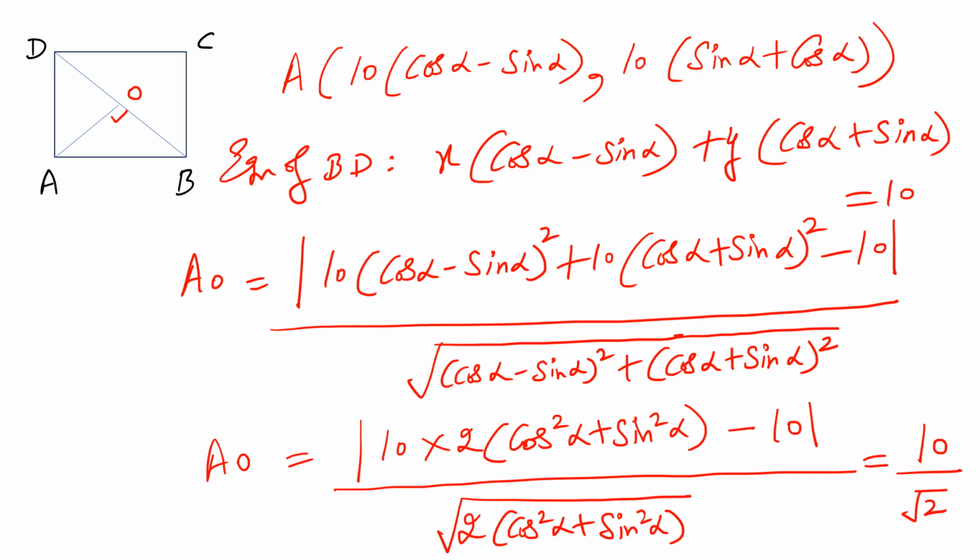Now students, we move further. Now students, we know that AO is half the length of diagonal of square ABCD.